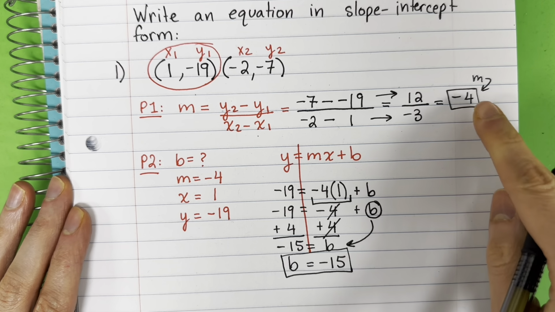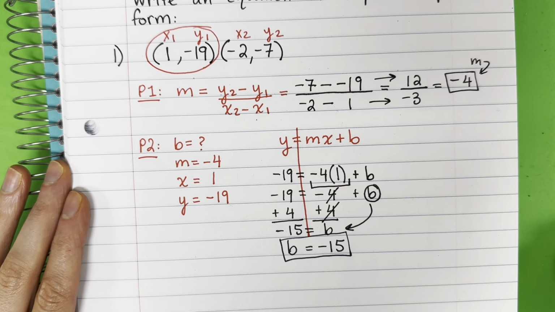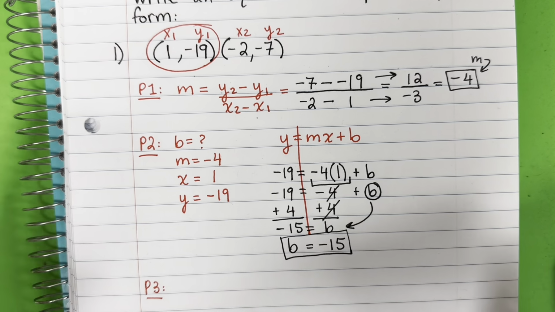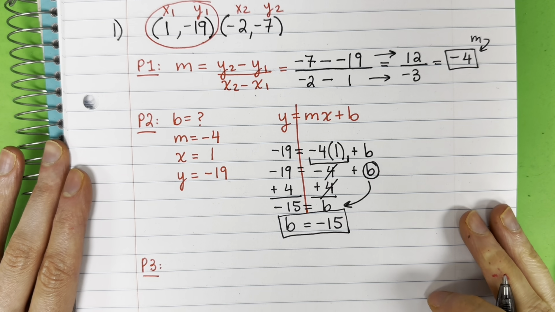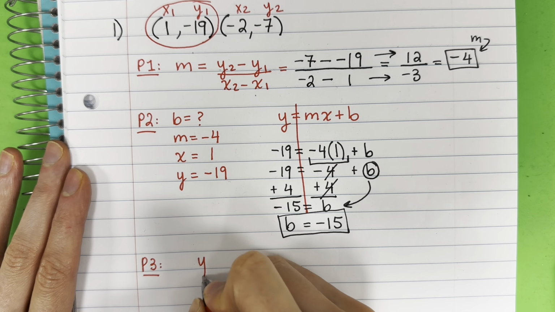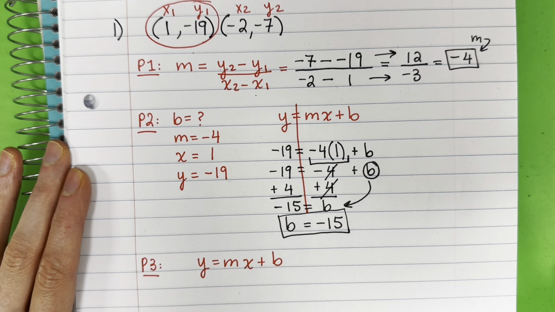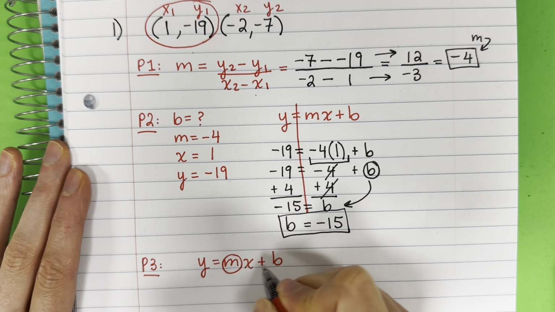All right, I have my m, I have my b. Now I can do my part 3. What is my part 3? Part 3 is I'm just going to input the numbers into the slope-intercept form equation. So I have y equals mx plus b. Remember, m and b are going to be numbers, okay?